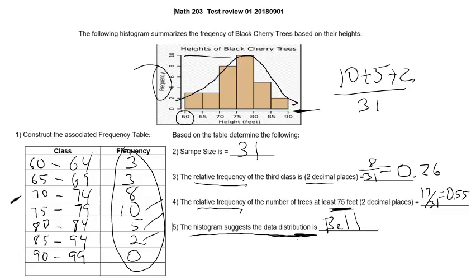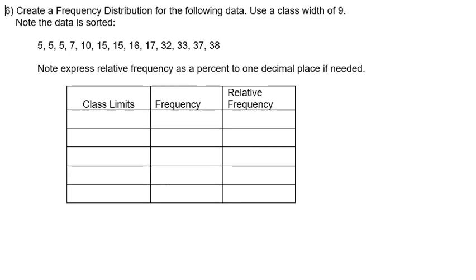All right, now we're going to move on to the next problem. Again, you should be stopping the video, working the problem, and then playing the video. Now in this problem, we would like to create a frequency distribution for the given data. We're going to be working with a class width of 9, and we note that the data is sorted.